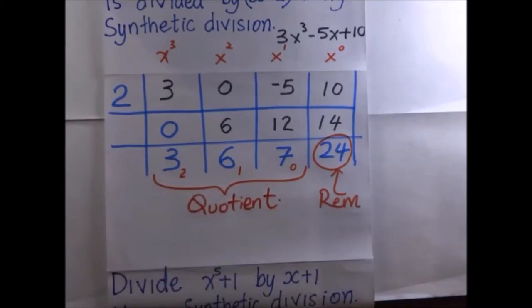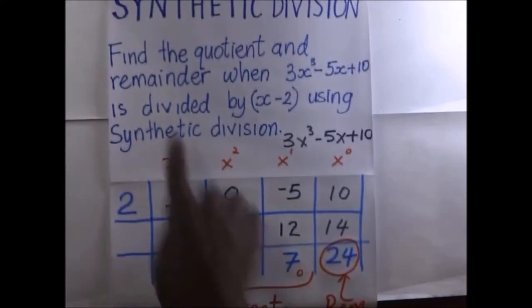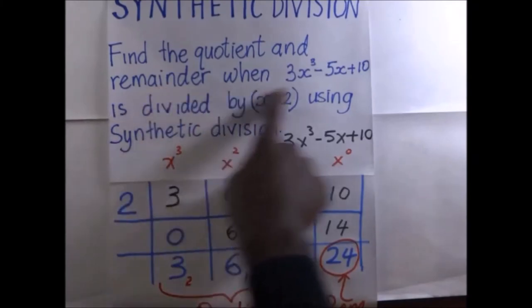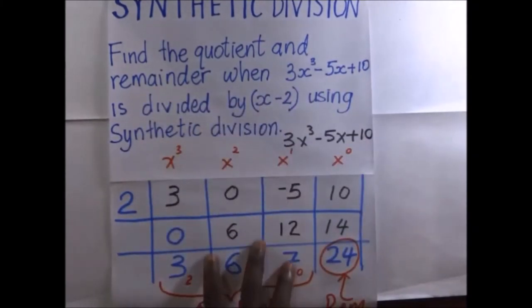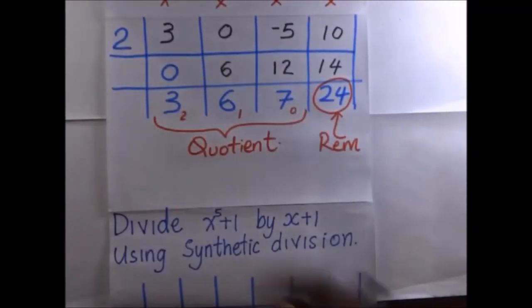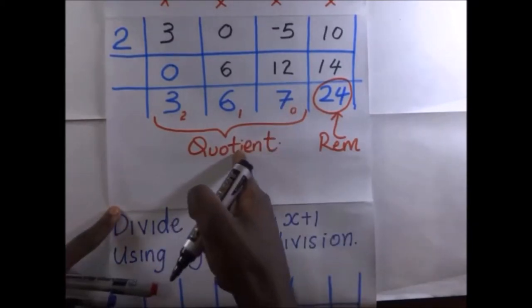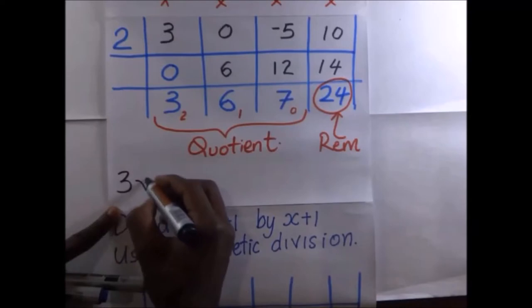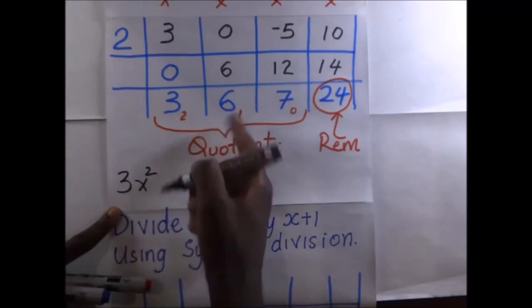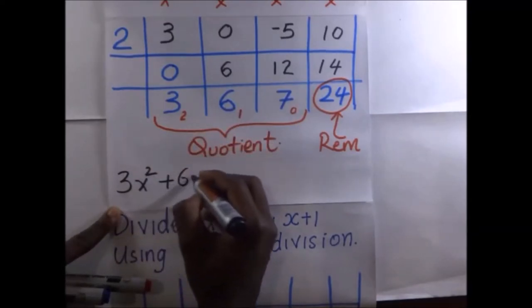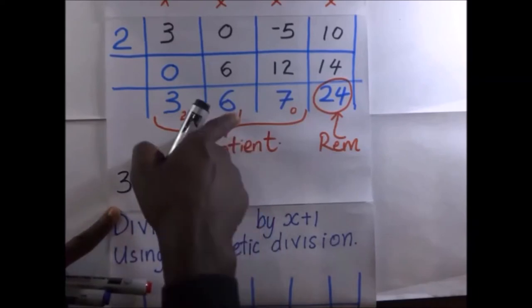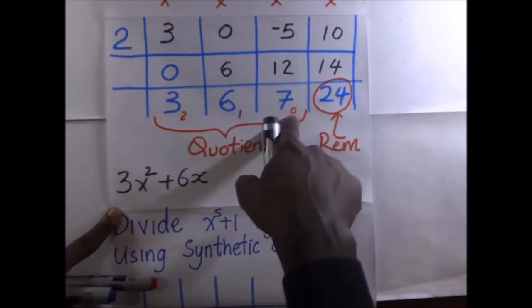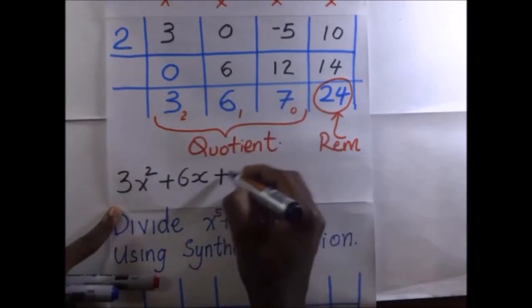So it means that our answer here, because they're asking us to find the quotient and the remainder when that is divided by that, our quotient will be 3x squared plus 6x to the power 1, because it's to the power 1, plus 7x to the power 0 is 1, so it's plus 7.